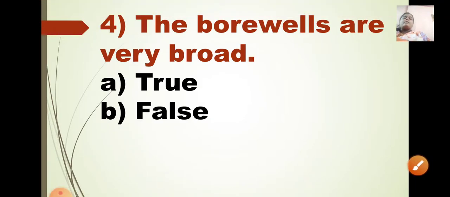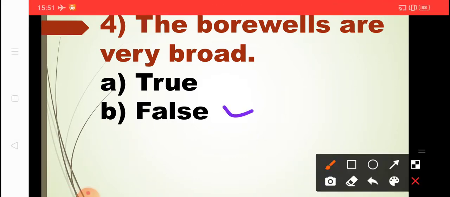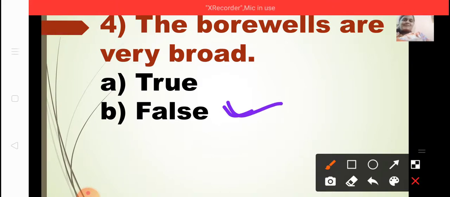Now fourth one. The bore wells are very broad. Broad means they are very huge. They occupy a lot of space. Is it true? No, it is false. So bore wells are narrow. They are not broad. So the answer is false.